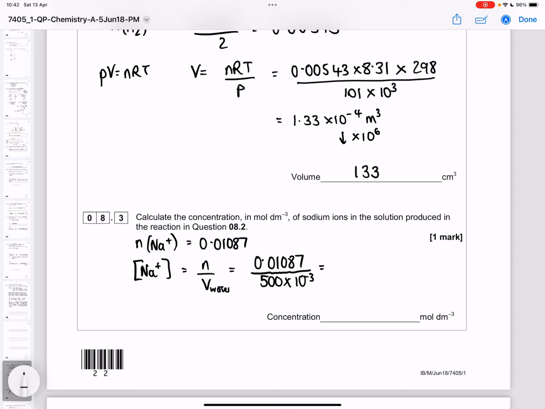Oh, I think I've typed it wrong. Let me just repeat that. You get 0.02174. Sorry about that. Always check your calculations. 0.0217.